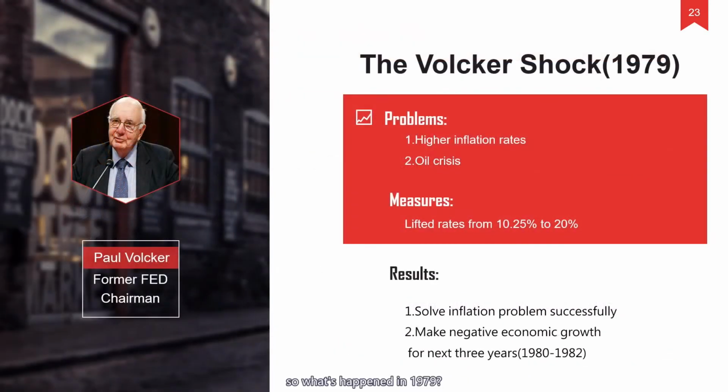So what happened in 1979? The USA faced higher inflation and an oil crisis. Then the chairman of the Fed, Paul Volcker, increased the interest rate from 10.25% to 20%. It really stopped inflation, but caused negative economic growth over the next 3 years. And this symptom spread to a lot of countries because they used the same way to solve their inflation problem.